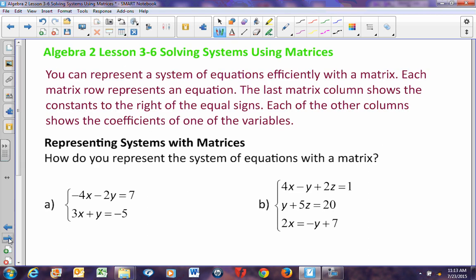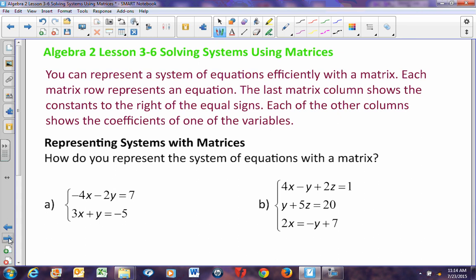Now, you can represent a system of equations efficiently within a matrix. Each matrix row represents an equation. The last matrix column shows the constraint to the right of the equal signs. Each of the other columns shows the coefficients of one of the variables. You don't put the variables in, you just put the numbers in.